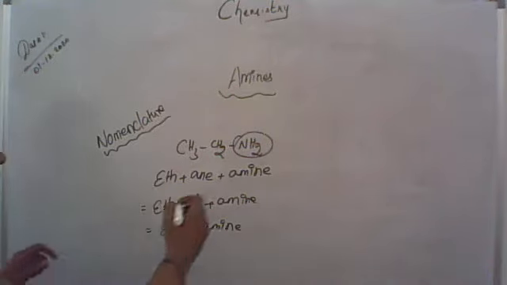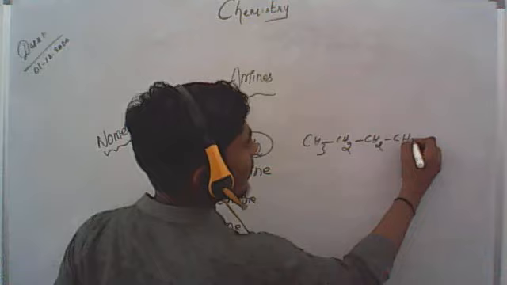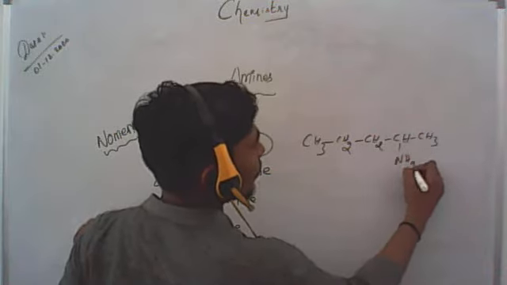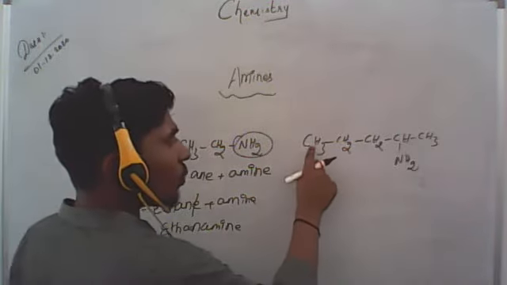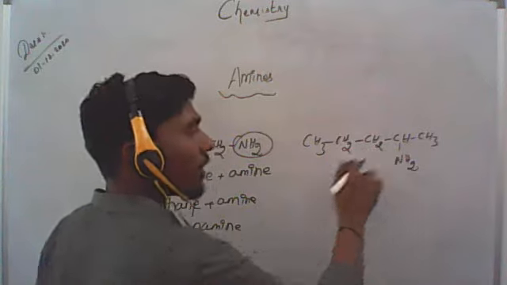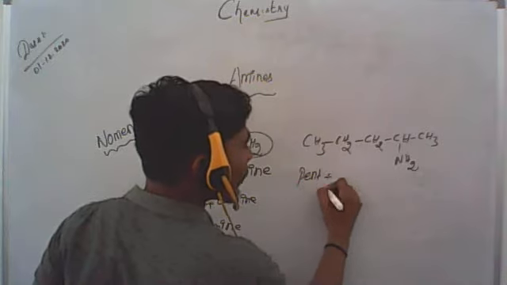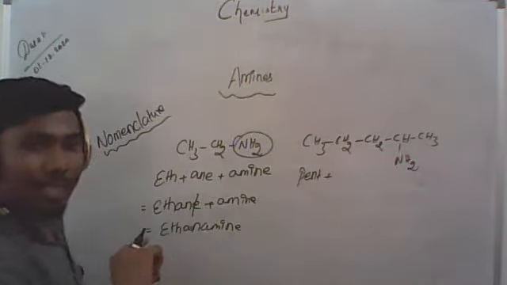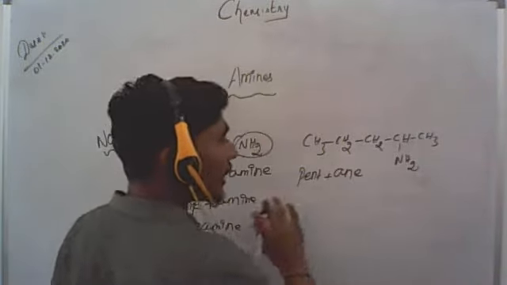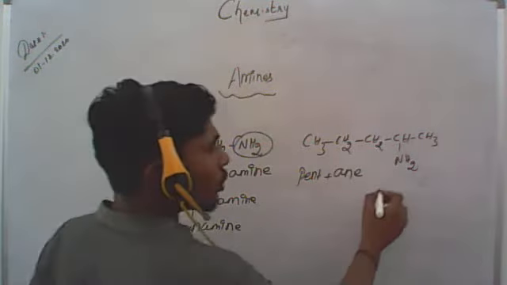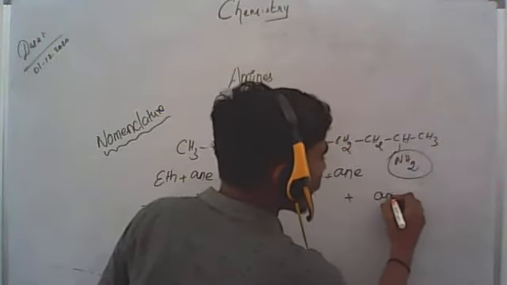Then one more example, CH3, CH2, CH2, CH, CH3, NH2. Okay, NH2. What is the name for this compound? See here, number of carbons: 1, 2, 3, 4, 5. There are 5 carbons present here. 5 carbons means it's pent. Okay, pent plus, all the carbons have single bonds, so it is an alkane system. Okay, so A and E we have to add. Then what is the functional group here? Amine is the functional group. Okay, plus amine.